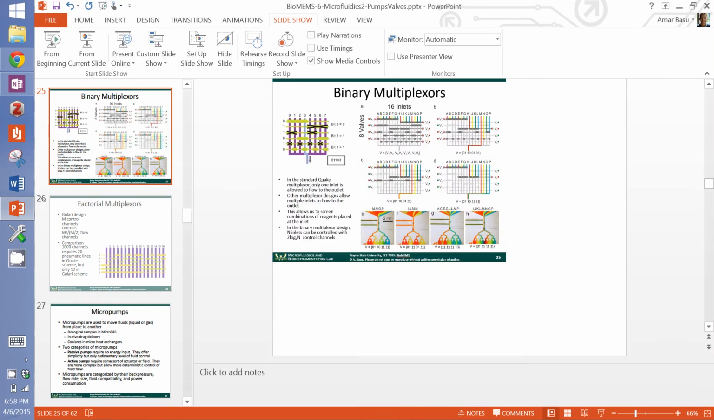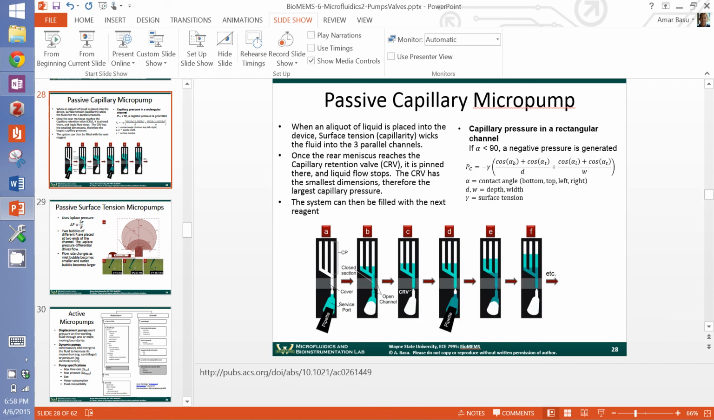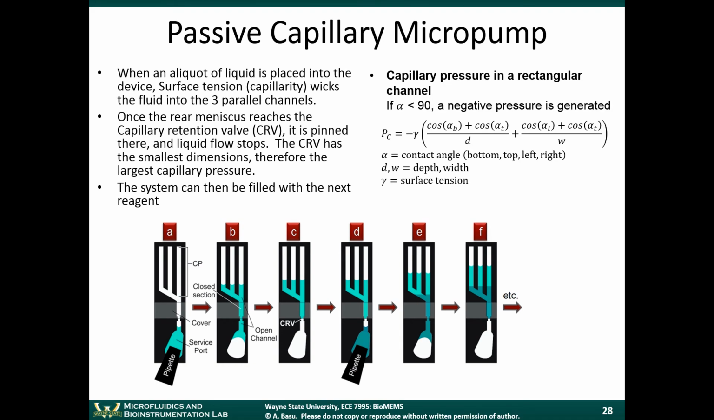Let's go up here. Okay. So an aliquot of liquid is placed into the device. The surface tension capillarity wicks the fluid into 3 parallel channels. Once the rear meniscus reaches the capillary retention valve, it is pinned there and the liquid flow stops. The CRV has the smallest dimensions and therefore the largest capillary pressure. That's the key concept here. The CRV is called the capillary retention valve.